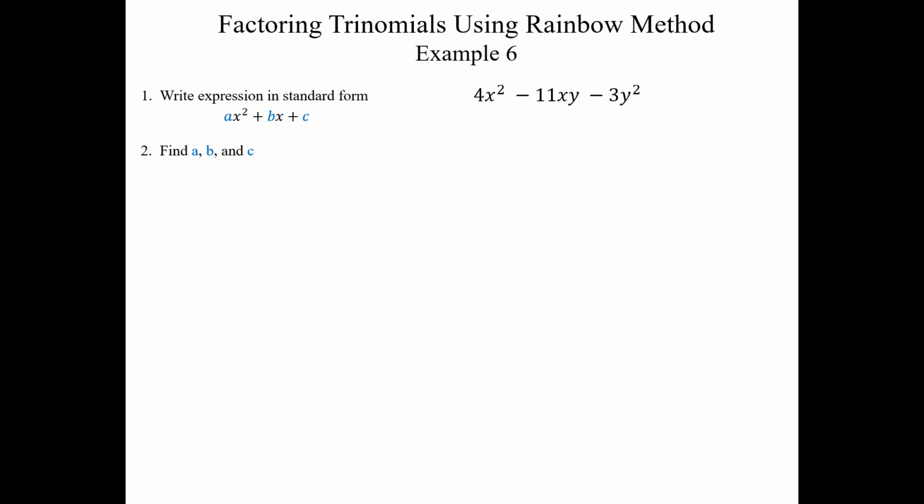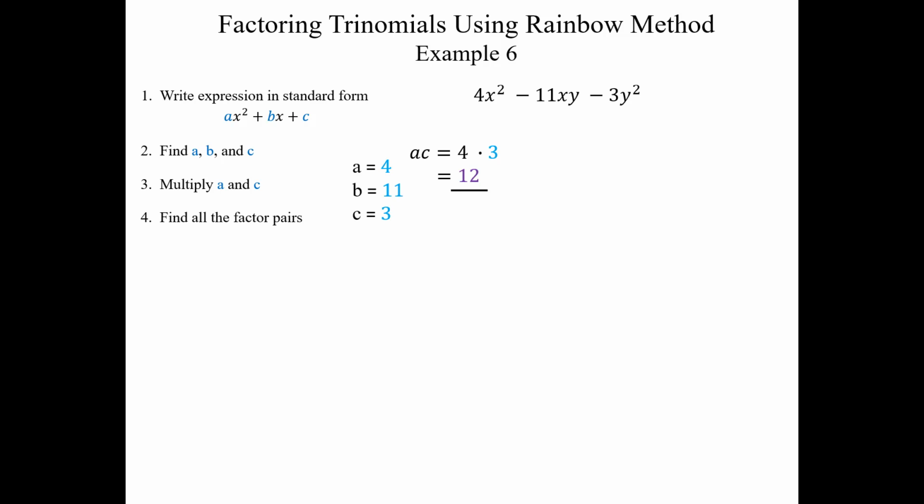We need to find the a, the b, and the c. So here a is equal to 4, b is equal to 11, and c is equal to 3. These are just the numeric values that are leading each of these variables. Now we need to multiply the a and c together. So a times c is equal to 4 times 3, which is equal to 12.